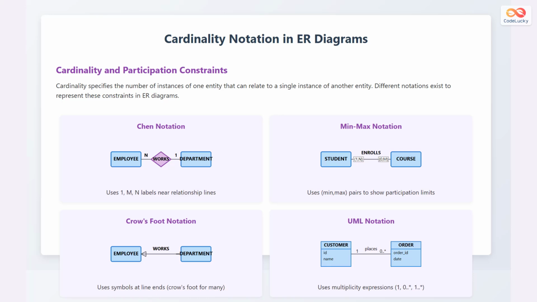Cardinality and participation constraints define the number of instances of one entity that can be related to a single instance of another entity. There are several notations to represent cardinality in diagrams. The Chen notation uses numbers and letters like 1, m, and n near the relationship lines to denote the cardinality. Crow's foot notation uses symbols at the end of relationship lines, with a crow's foot representing many. Min-max notation uses minimum and maximum pairs in parentheses, such as (0, n), to show participation limits. UML notation uses multiplicity expressions such as 1 or 0..*, to define cardinality.